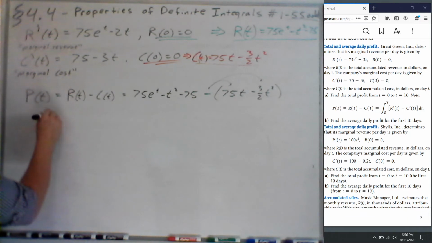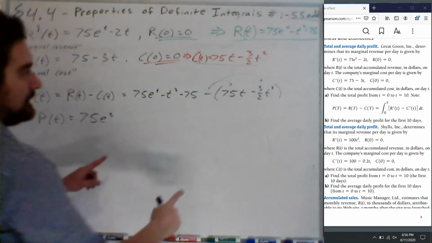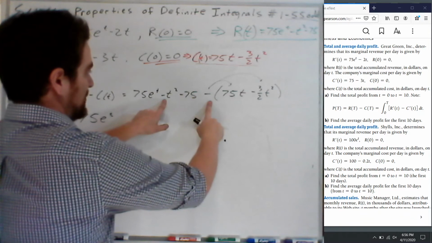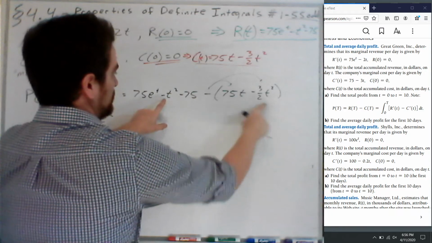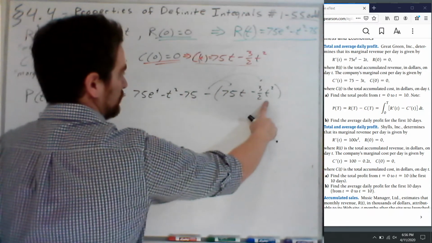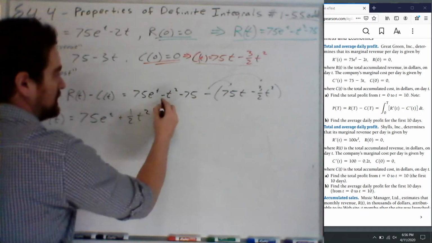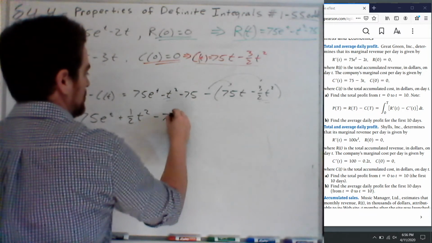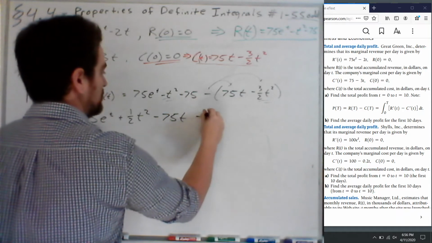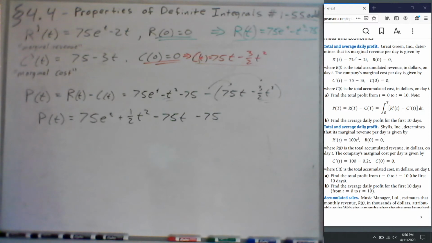So we're going to get P of t is equal to, we'll leave this out front, 75 e to the t. I do have a negative t squared and then a negative 3/2 t squared. So in fact, I've got negative t squared and positive 3/2 t squared. That's a positive 1/2 t squared. So I'm going to be combining these two just to make it a little easier on us. And then I'll do minus 75t and then minus 75 just to keep the constant on the end. Whew, okay, so there is our profit function.